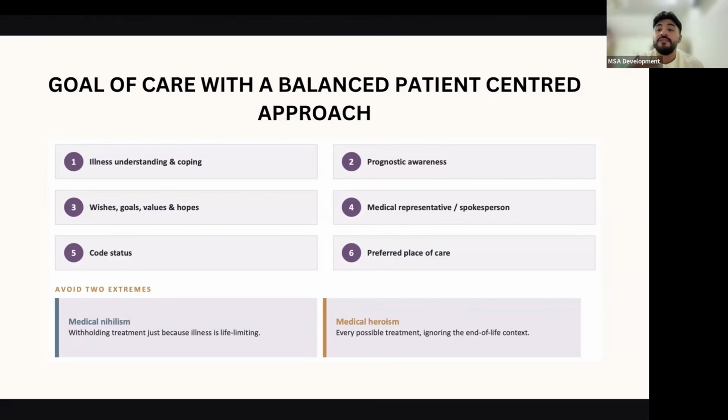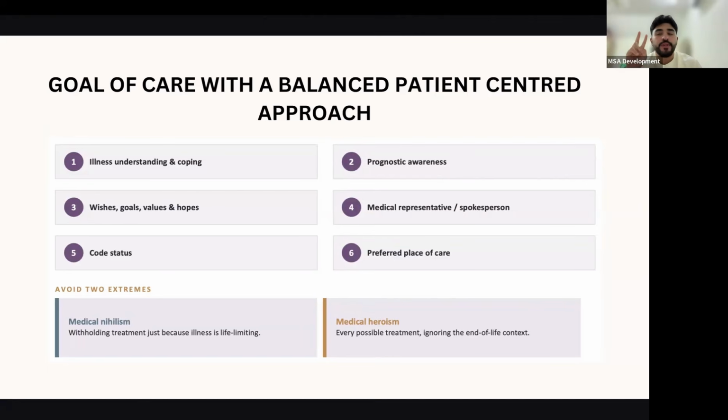Medical representative, we should have someone who's a spokesperson as well on behalf of the patient. And we should be ready for any code status. And of course, at the end, we ask them where they prefer to be. Do they prefer to be at home? Do they prefer to be in hospital?